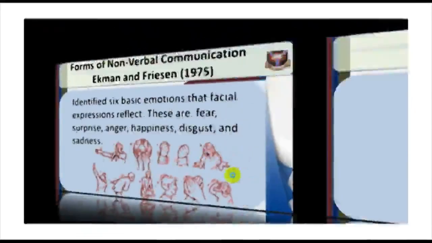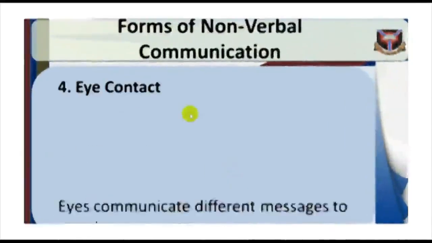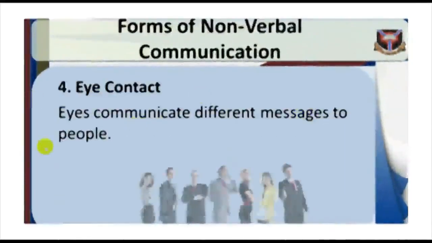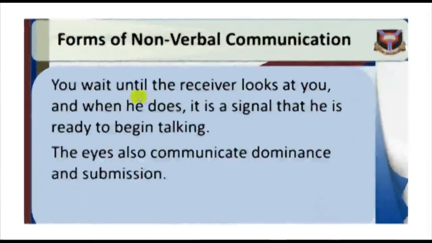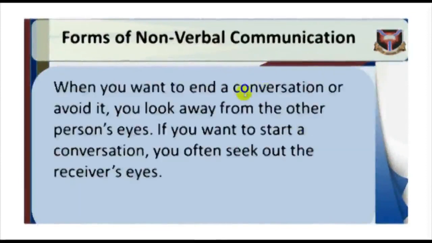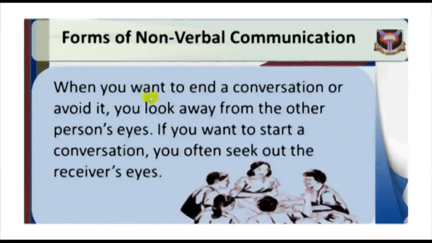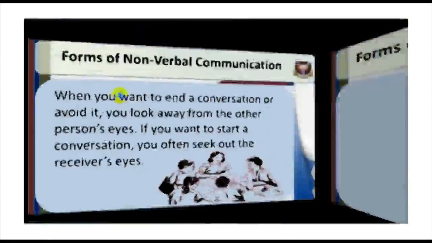Eye contact. The eyes communicate different messages to people. For instance, when you want to end a conversation or avoid it, you look away from the other person's eyes. If you want to start a conversation, you often seek out the receiver's eyes. You wait until the receiver looks at you, and when he does, it is a signal that he's ready to begin talking. The eyes also communicate dominance and submission.